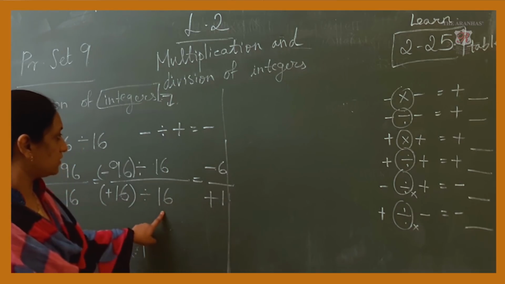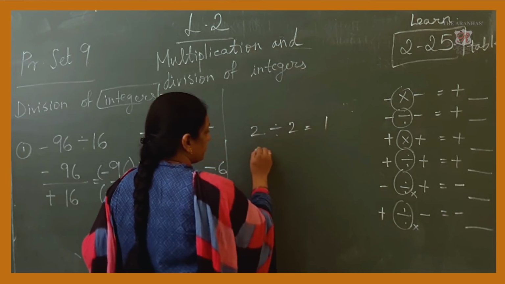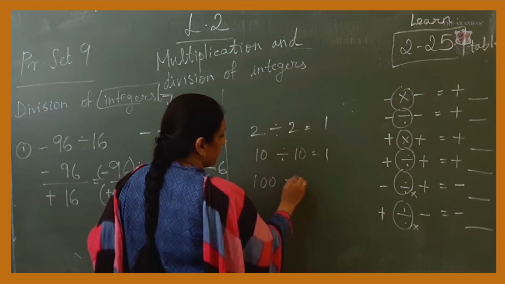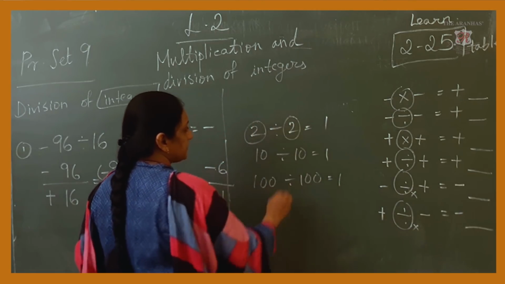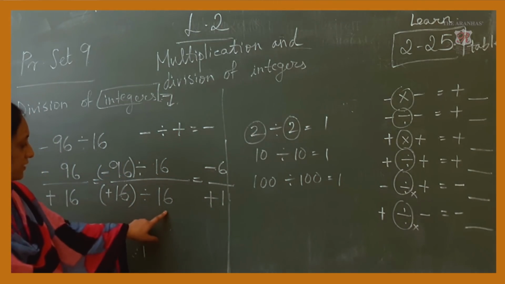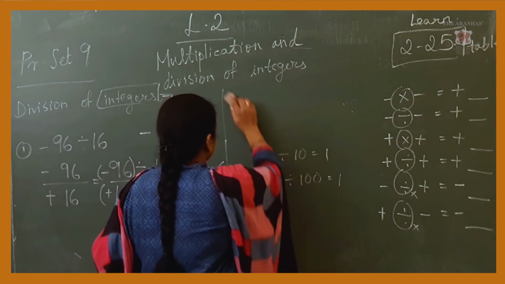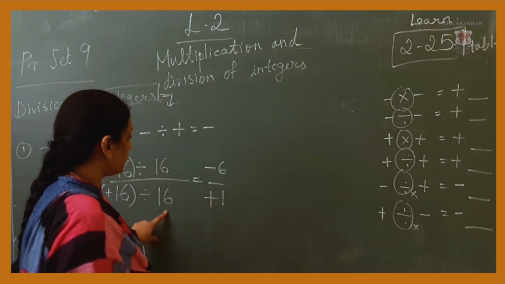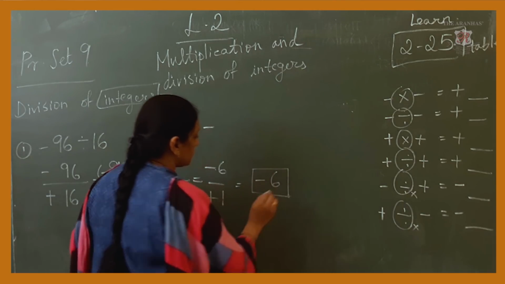16 divided by 16 is 1. Any number divided by the same number equals 1. 10 divided by 10, I get 1. 100 divided by 100, I get 1. This everyone knows. Same number divided by itself, the answer is 1. But 1 has no value in the denominator, so the answer is only what you get in the numerator. So my answer is minus 6.